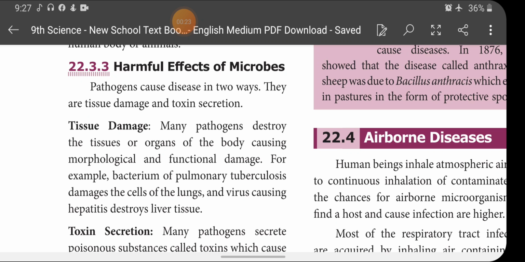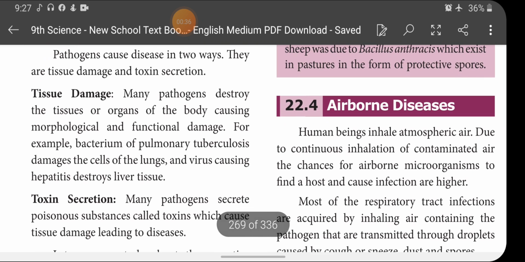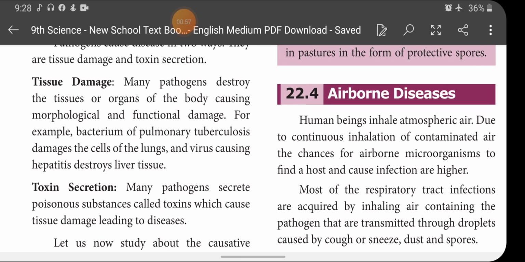They cause diseases in two ways: tissue damage and toxin secretion. First, tissue damage. Many pathogens destroy the tissues or organs of the body, causing morphological and functional damage. For example, the bacterium of pulmonary tuberculosis damages the cells of the lungs, and the virus causing hepatitis destroys the liver tissues.